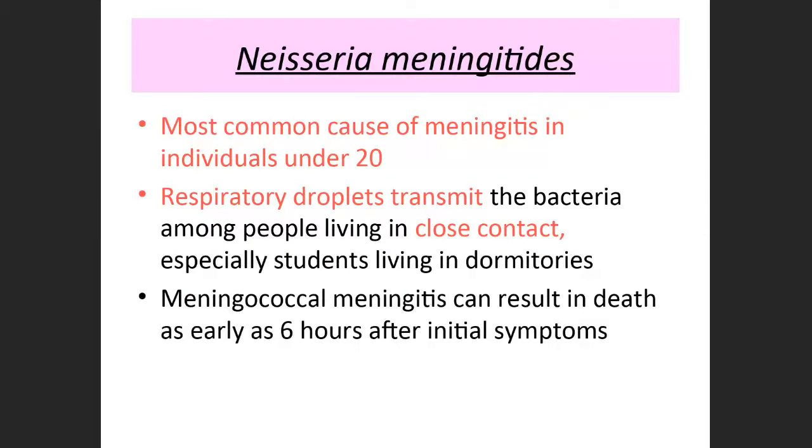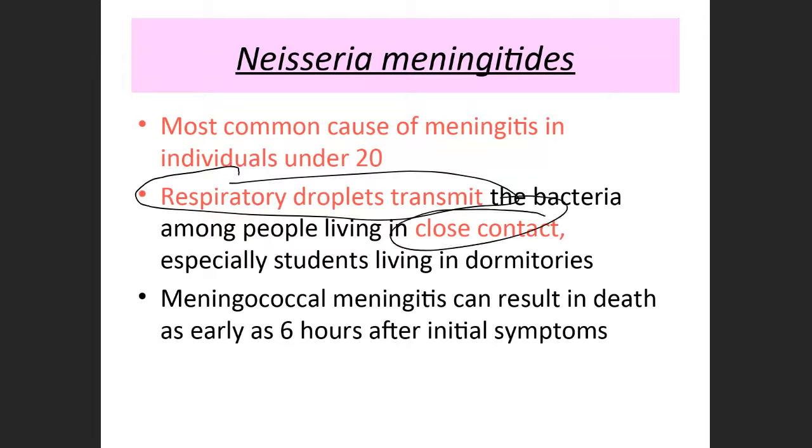It's the most common meningitis in individuals under 20. It is transmitted by respiratory droplets through close contact. Again, Neisseria is fastidious. It doesn't grow very well outside the body. So it is not spread easily. It can be a devastating disease. Meningococcal meningitis could cause death within a matter of hours.